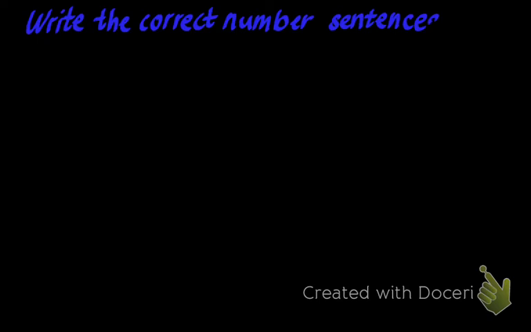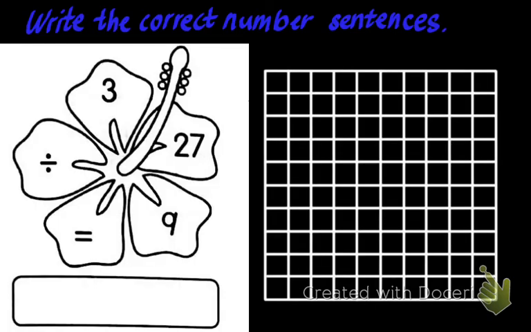Okay, write the correct number sentences, also using this 100 grids. First, pick the biggest number, 27. Okay. 1, 2. Okay, divide into groups of 3s. 3, 4.